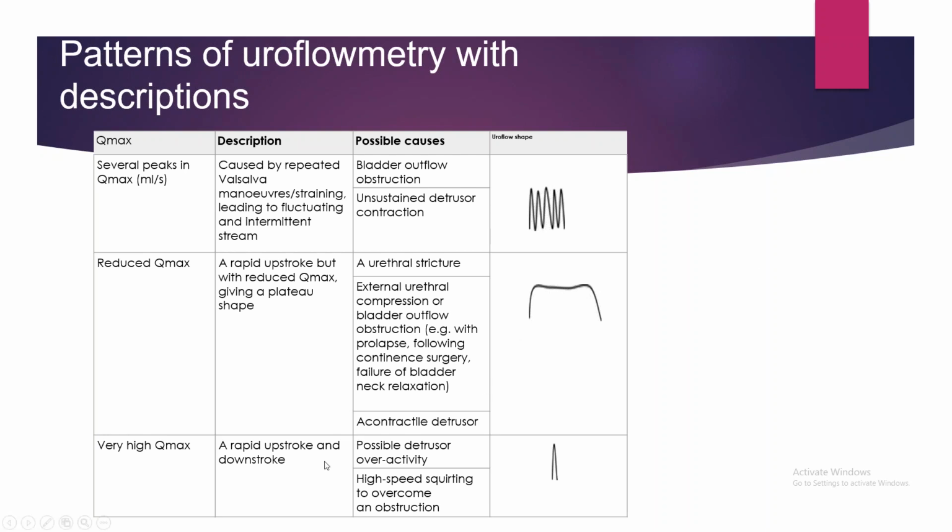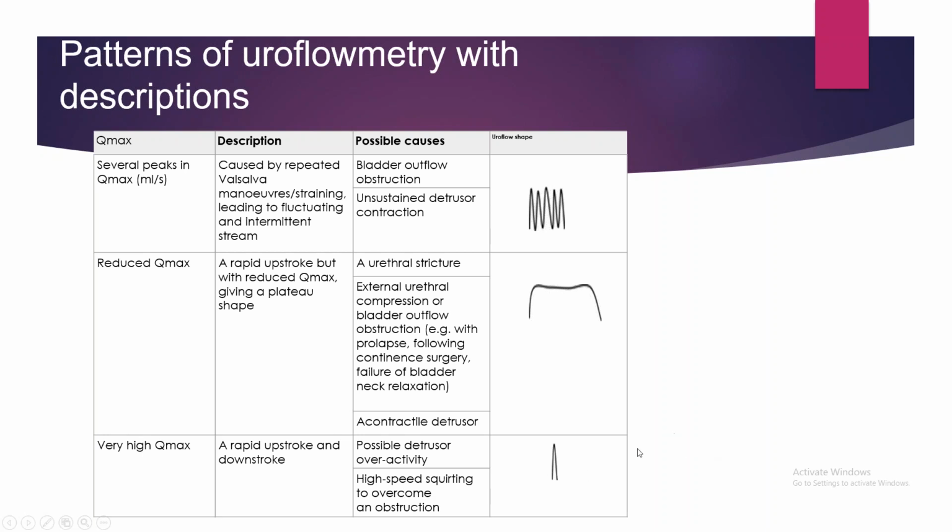In case of a hypocontractile bladder, when the detrusor contraction is not sufficient, then also you can get this type of graph. Then sometimes a single very small curve, meaning the height of the curve will be more, but the duration will be very short. In that, a rapid upstroke and downstroke will be there. It can be due to detrusor overactivity or high speed squatting to overcome any small obstruction.